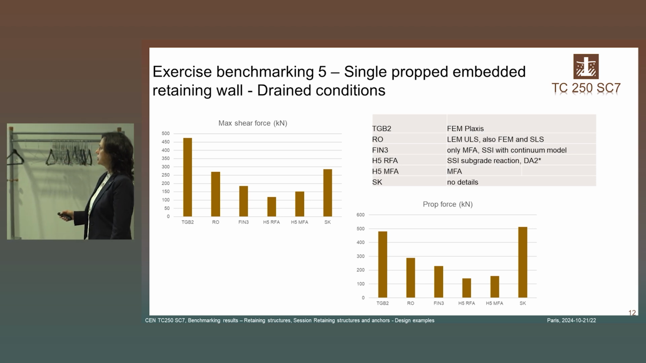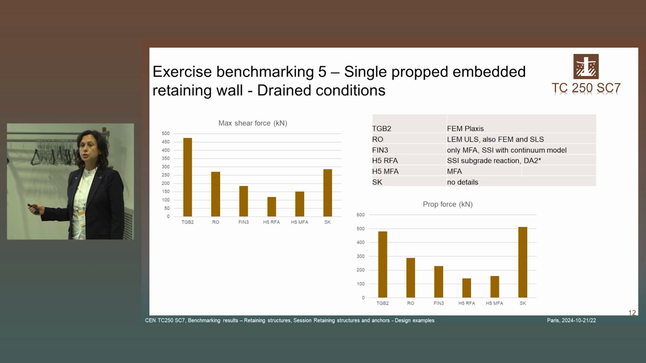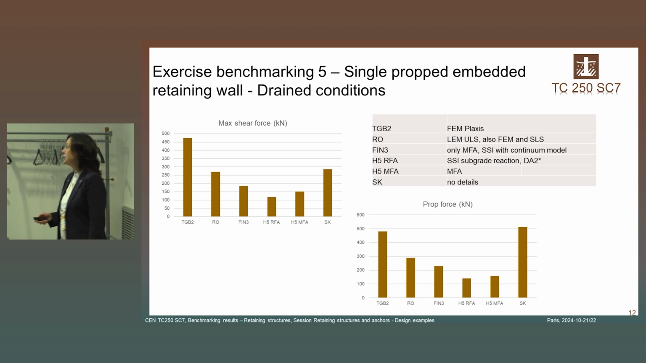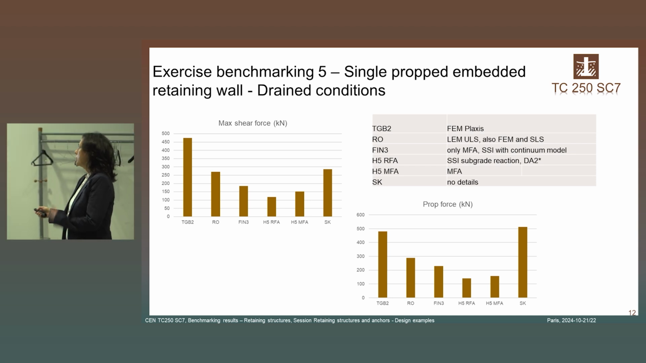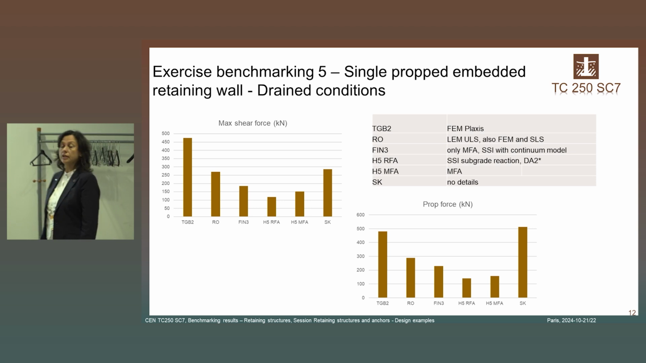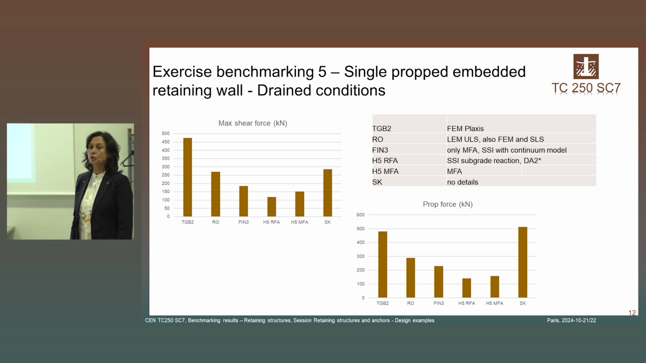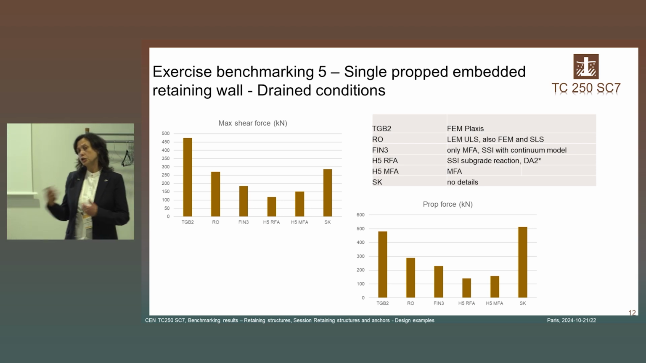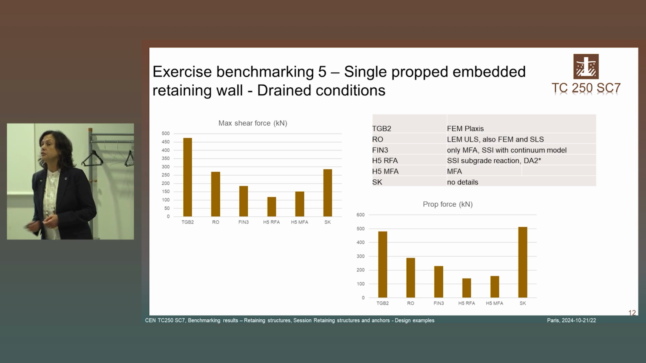In Hungary, for RFA, they used the subgrade reaction, and they used former DA2 star from the previous code, okay? And when using MFA, there are no other comments. And for Slovakia, we don't have details, so we cannot fully understand what they did and why they obtained such a big embedment of 15 meters.